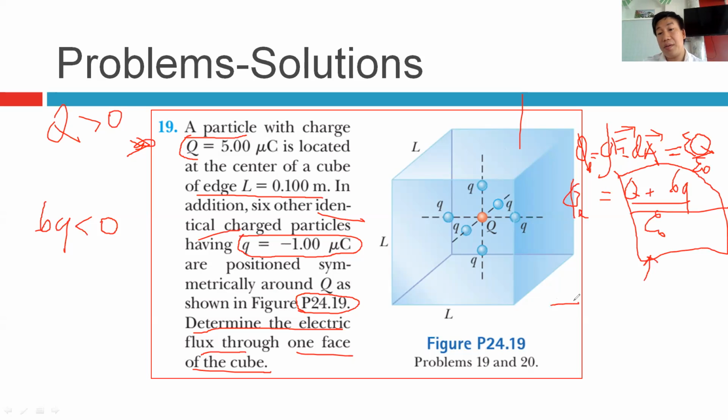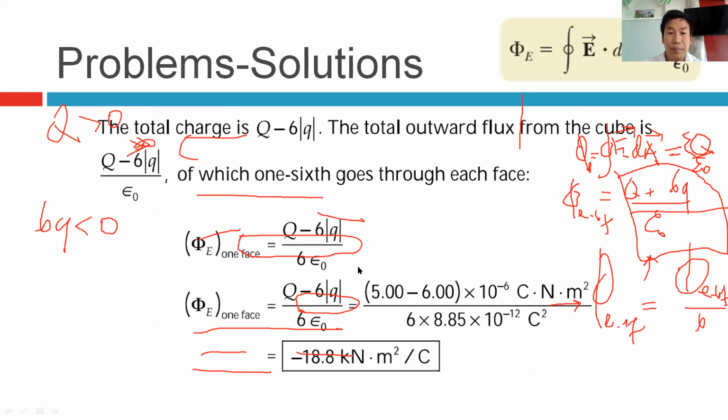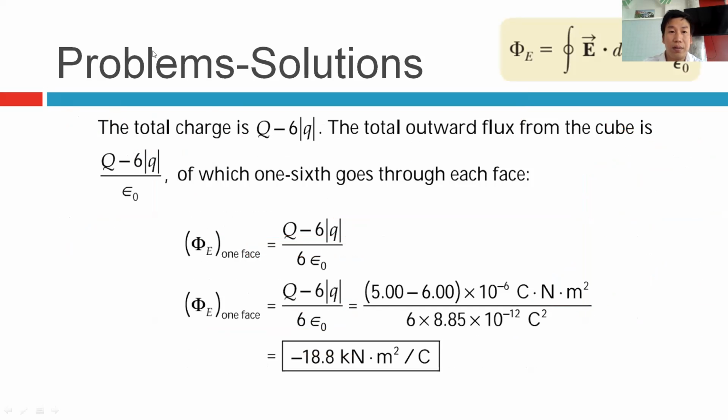So it's easy for you to find the electric flux through one face. One face equals the electric flux through six faces divided by 6. That's all. And to have the value, just substitute the values in here and calculate it.